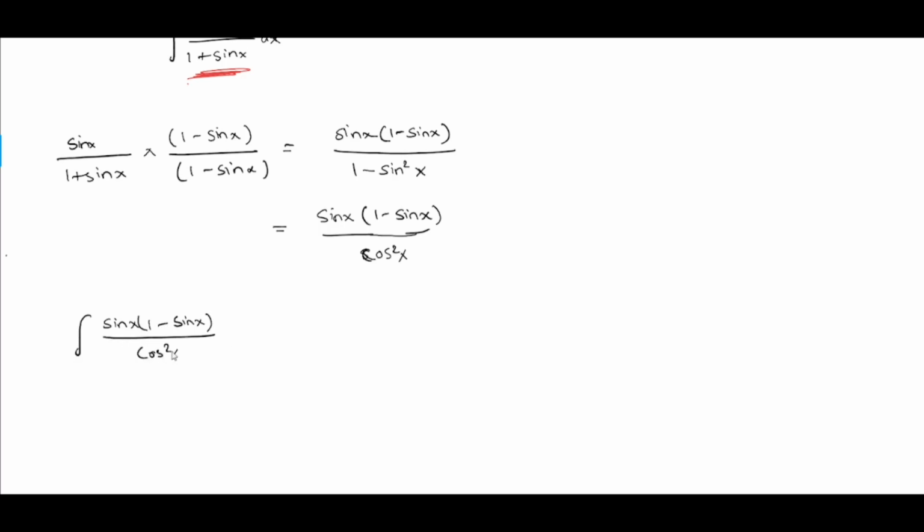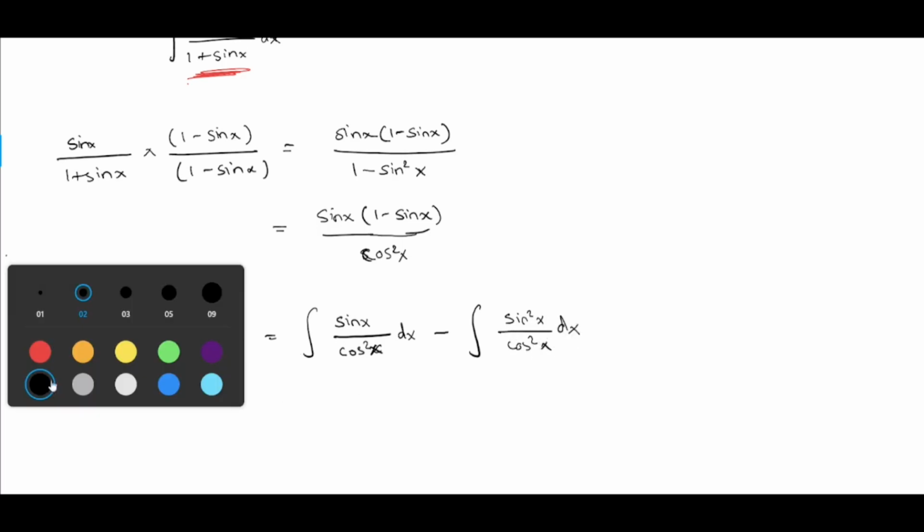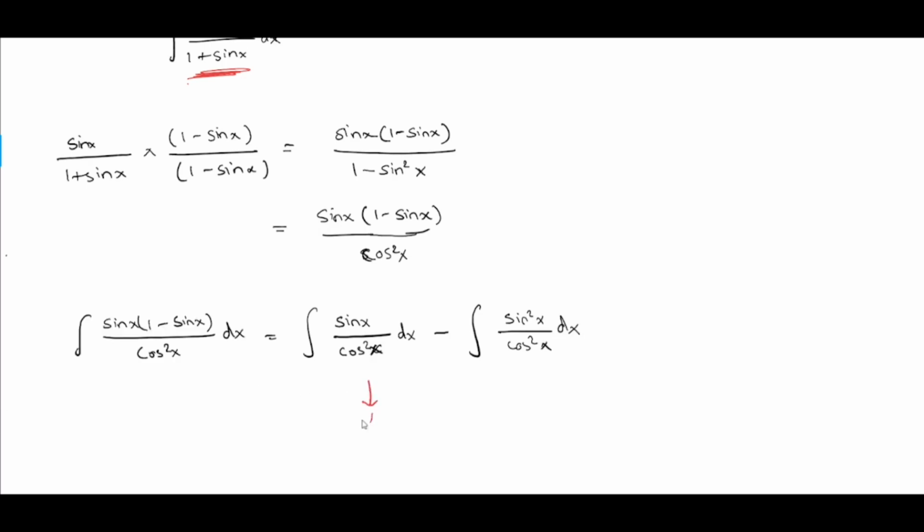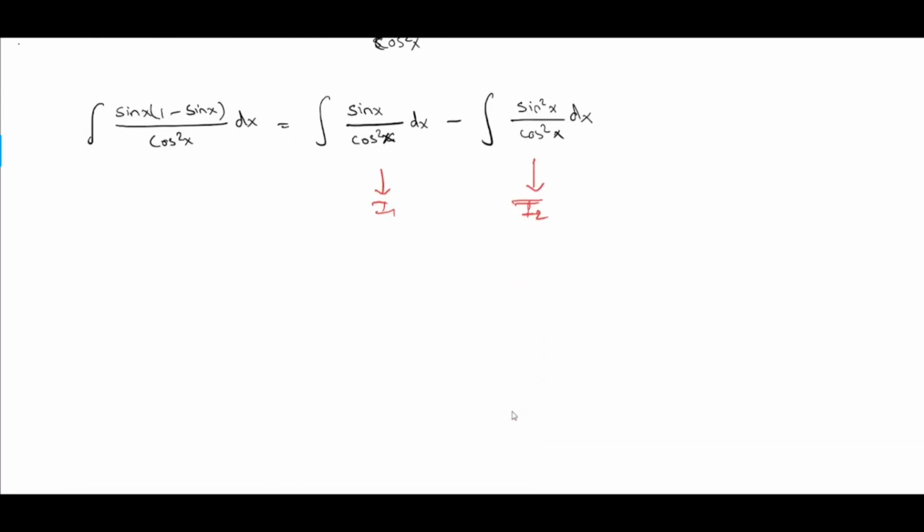Going back to what we have, the integral of sin x multiplied by 1 minus sin x divided by cos square x dx, which can be written as the integral of sin x by cos square x, and if I multiply the sin x into the square brackets, I get this dx minus the integral of sin square x divided by cos square x dx. Now this is two integration parts. This is one integration, I'm going to call it I1. This is my I2, and I'm going to solve them separately to get to a decent solution.